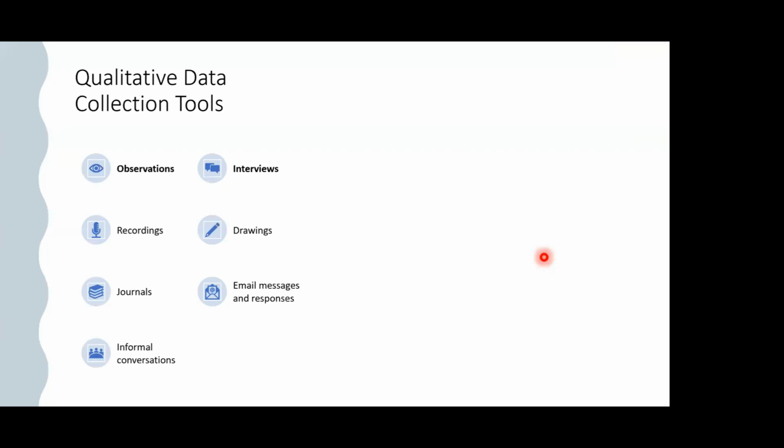Informal conversations can also be used in, for example, a case study or an ethnography study where you're involved with the subjects, so you're actually living with the subjects. Informal conversations definitely will help you to understand. But today I will focus only on observations and interviews, right? Both rely on the researcher as the primary data collection instrument.